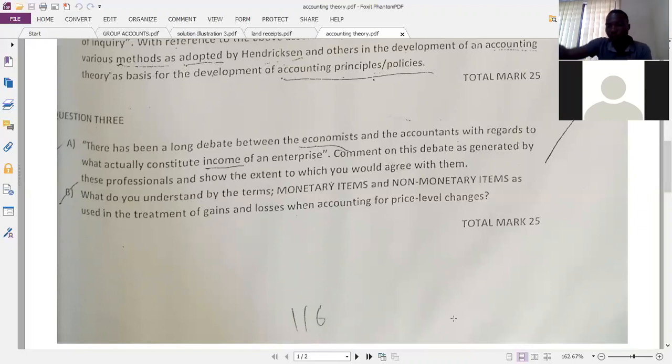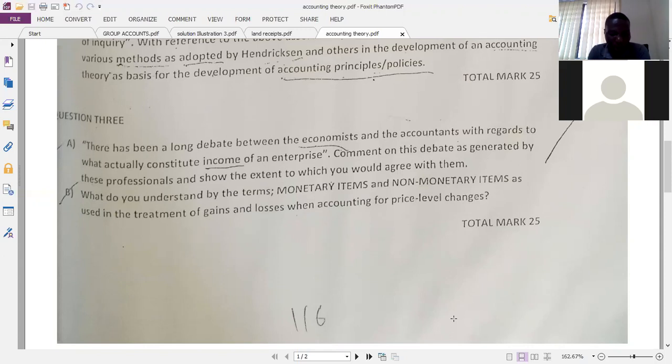So the sales you have made, how much it costs you to make those sales is the cost of sales. So the things you have sold, how much it costs you to buy them is the cost of sales. So once you take the cost of sales from the sales, you get the income. That is how the accountant defines income, or that is how the accountant sees income.